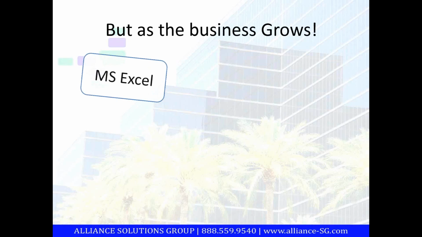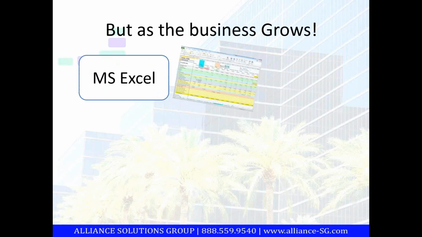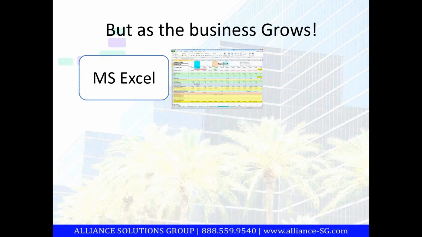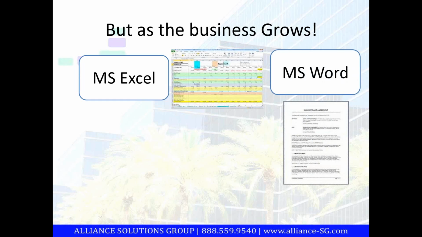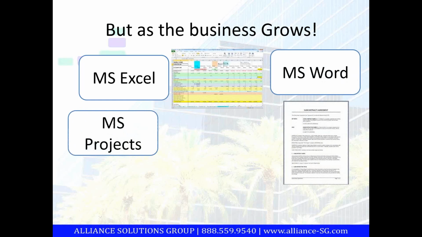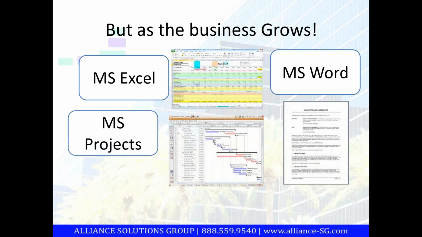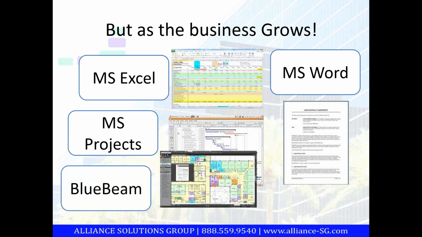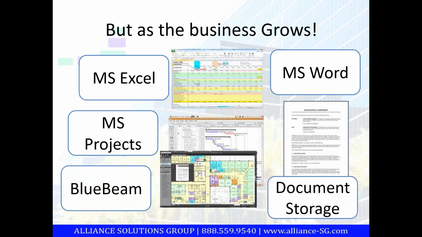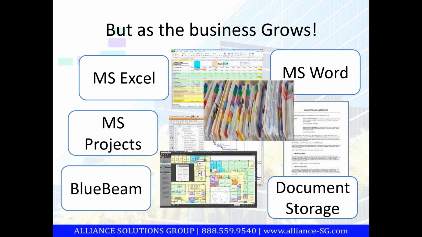So what's the next step we run into? As the business grows, what's the first thing we do? We add Excel, and we do a project analysis in Excel. The next thing we do is we add Microsoft Word, and we do our subcontracts in Microsoft Word. Then we go on to Microsoft Project, put our schedule in there. Next step is we may have Bluebeam, look at our takeoffs within there. And then we go to the last one, which is document storage, and find out where to put all these documents that we're creating.